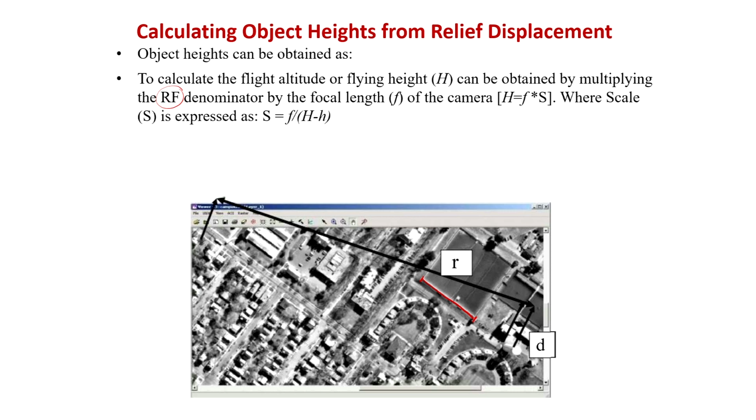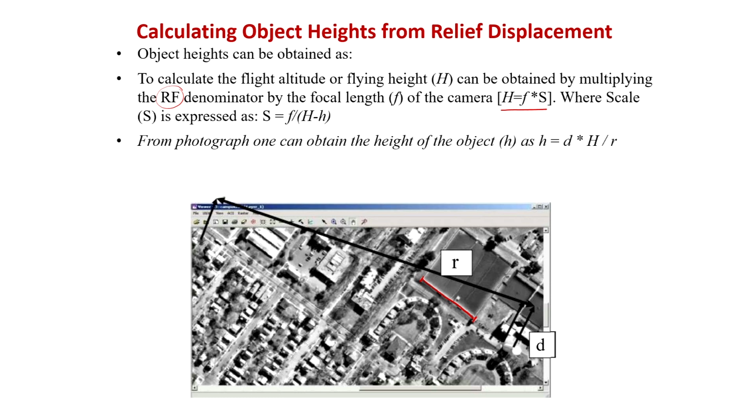You will be able to get the focal length from the camera, and that will give you the flight height. So from the photograph one can obtain the height of the object, which is denoted as small h, if you have the d and r, and this is already available from this information. Then you can easily calculate the height of an object.